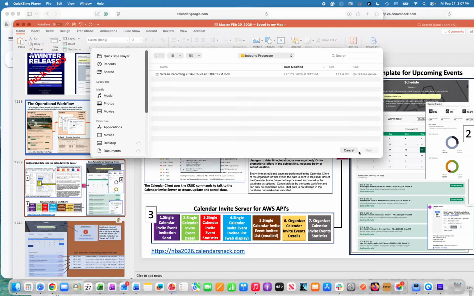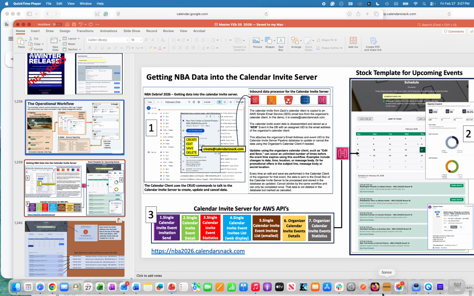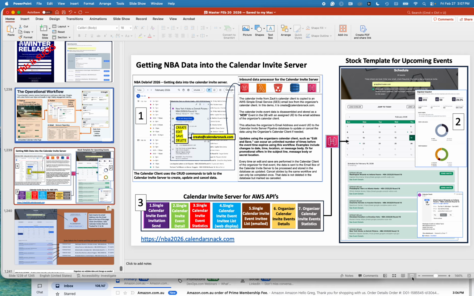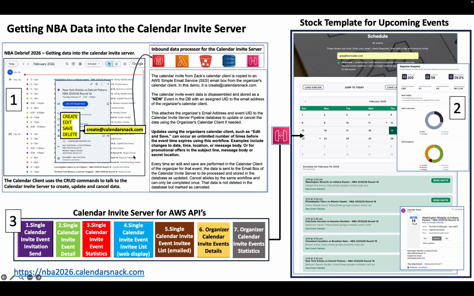Today is February 27th, and I've got a few slides and a quick demo before we escape for the weekend. So concept one: I've taken the MBA schedule itself and uploaded it into my personal calendar. I've taken that data off my personal calendar and forwarded the individual events to create@calendarsnack.com. This is an arbitrary email box set up on AWS Simple Email Service. When you configure our tech stack for the calendar invite server, you'll be able to determine what email box and what domain you want to set up here. So again, this is just for demo purposes.